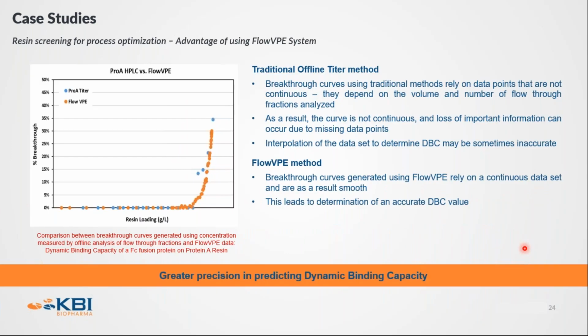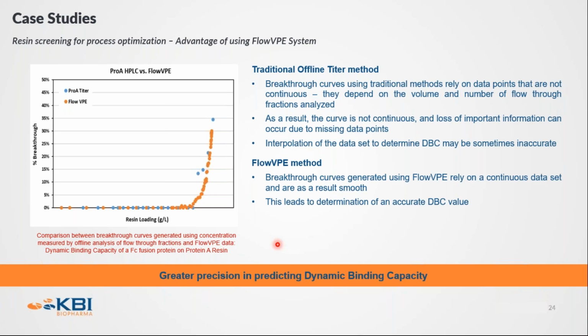So this is a direct comparison between the traditional and the FlowVPE method. This was the very first graph I showed in my earlier slides, that the blue points are the traditional pro-A titer method breakthrough curve, and the concentration jumped from 0 to 13% immediately without a 10% breakthrough point. And then you can see the FlowVPE data here, which is a nice smooth curve. So I can definitely determine my DBC more accurately using FlowVPE than I can using the traditional methods.